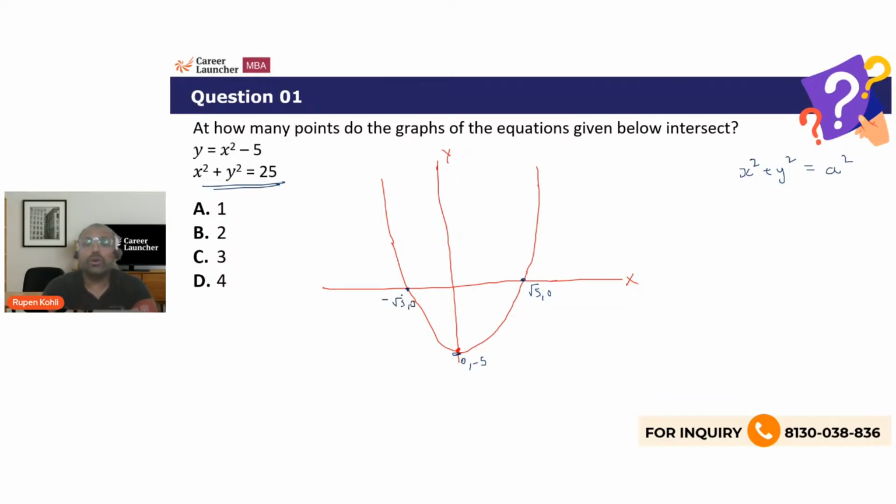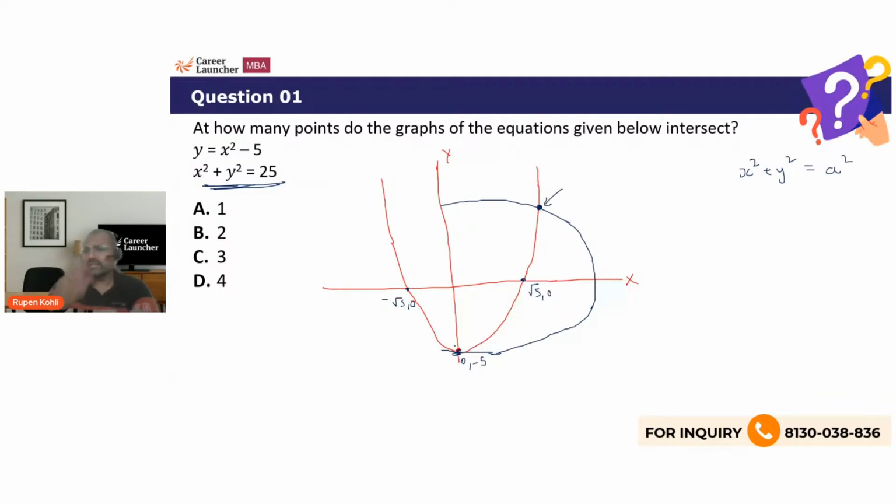So identification of the intercepts of any curve is essential to understand the important points where it is passing through. Relative to this graph, since this is a circle of radius 5, it will intersect the x-axis farther down the line, so it will look something like this. Also, since its radius is 5, it will also pass through 0 minus 5. So this vertex of the parabola is also the point where the circle will pass through. So this itself becomes one of the intersection points.